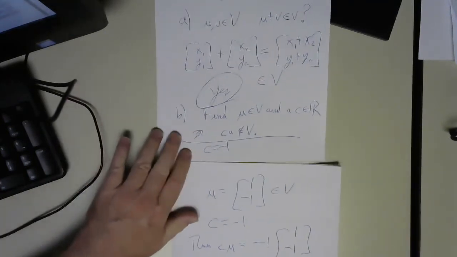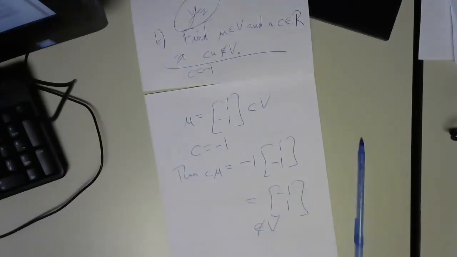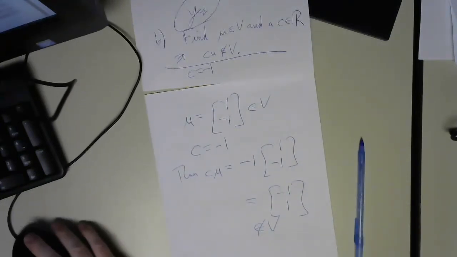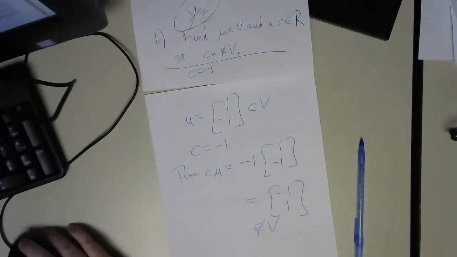So kind of easy stuff, but it involves some definitions of a vector space. So a vector space has got to be closed under addition and scalar multiplication, and it's got to contain the zero vector.